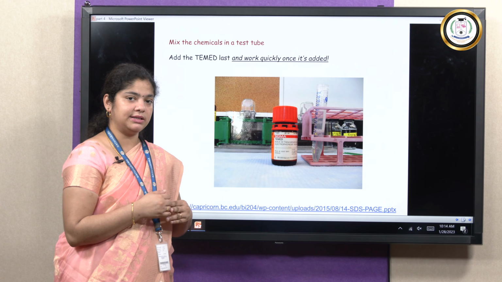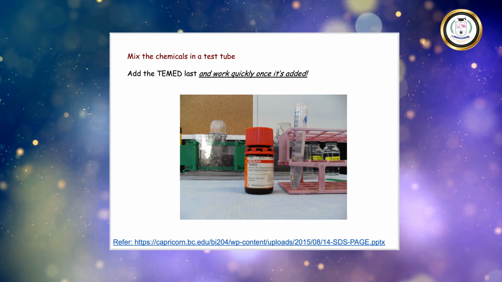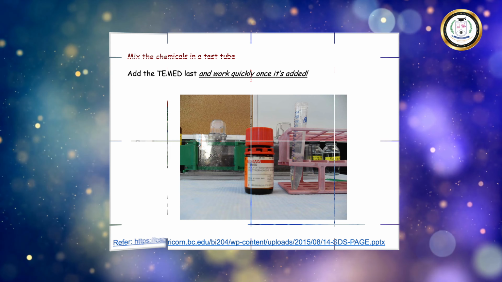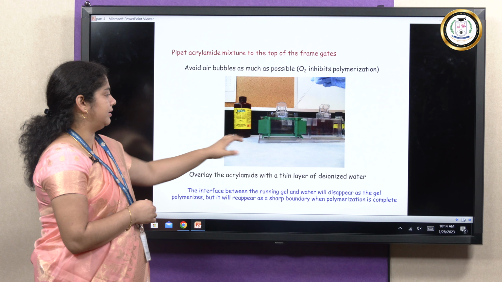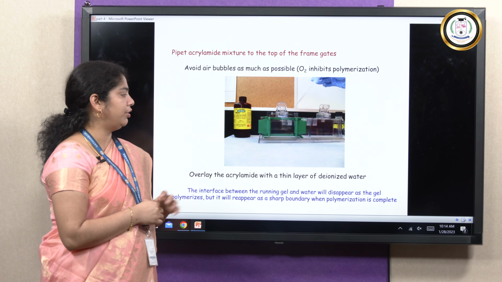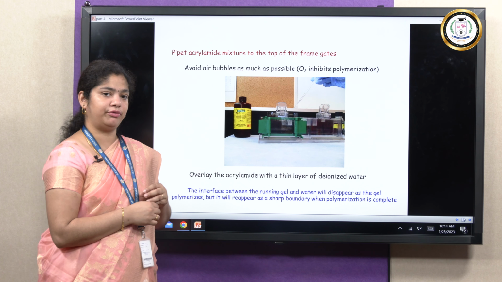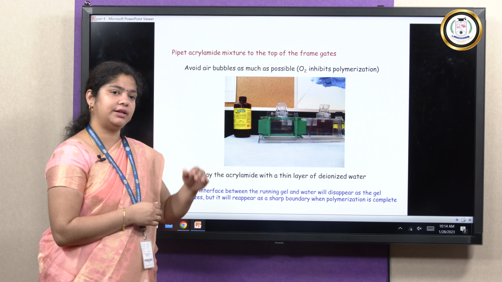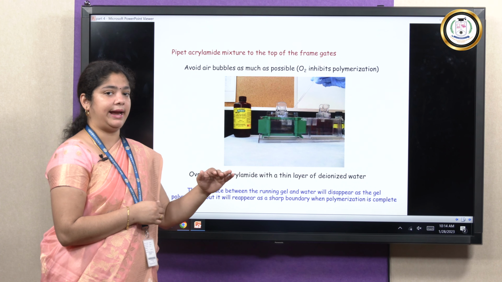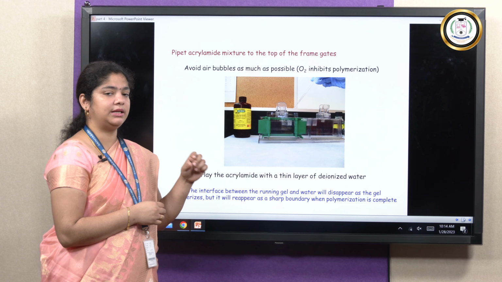Once we add APS, then we have to add the undiluted TEMED at the last, and ensure it is just mixed 1 or 2 times and then poured onto the apparatus. So we can see that the separating gel can be poured up to 3/4 of the glass plate, and a small amount of isopropanol or ethanol can be added to the surface so that the gel forms in a straight line, so that there is no breakage or bumps in the separating gel.